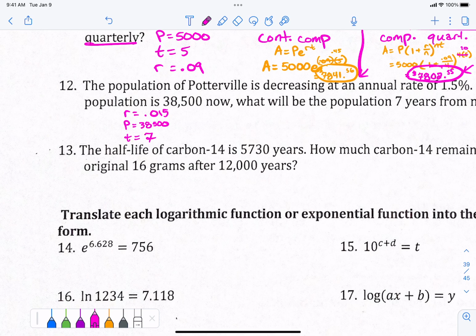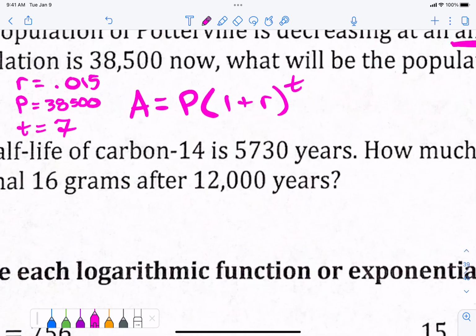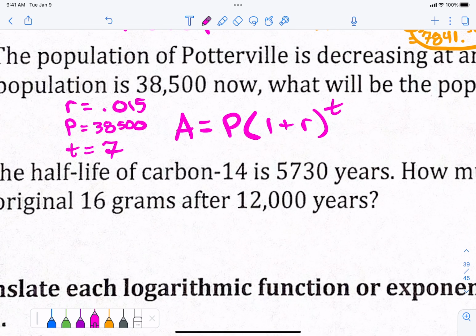What are we finding? A. We don't know what A is. Okay. What formula do we use? Do we use PERT? No, the first one. Annual rate, so annual compound interest, right? So A equals P times 1 plus R to the T power. It's like the compound one, but you're not dividing by N. You really actually are dividing by N, but N is 1, right? So that doesn't need to even be there.